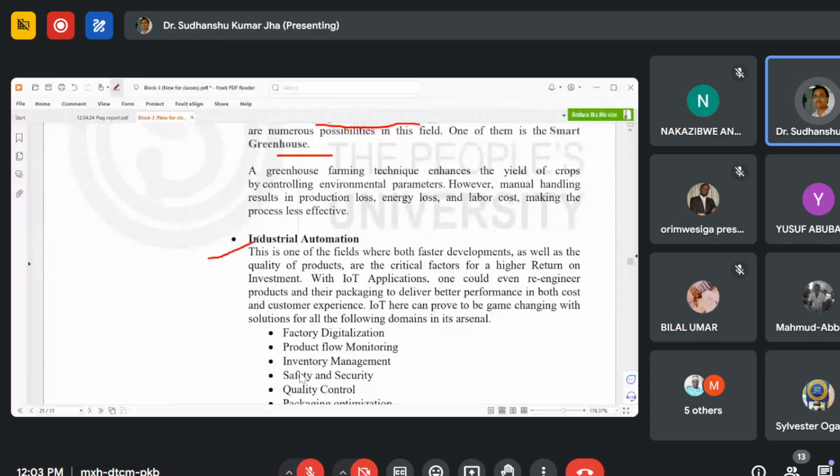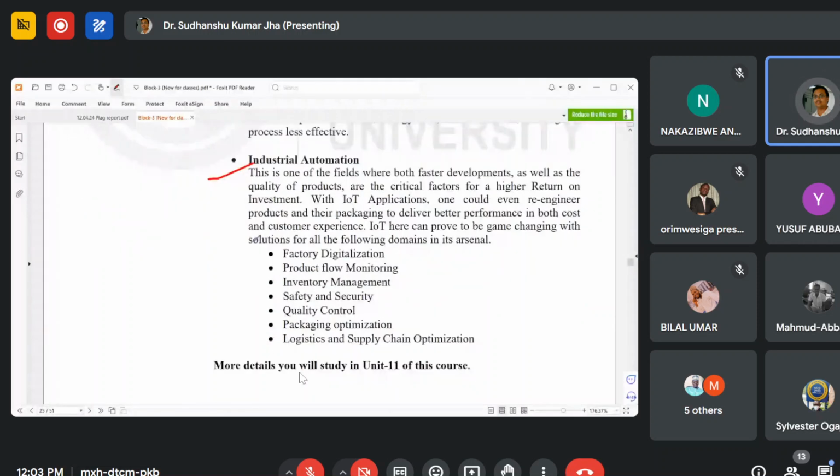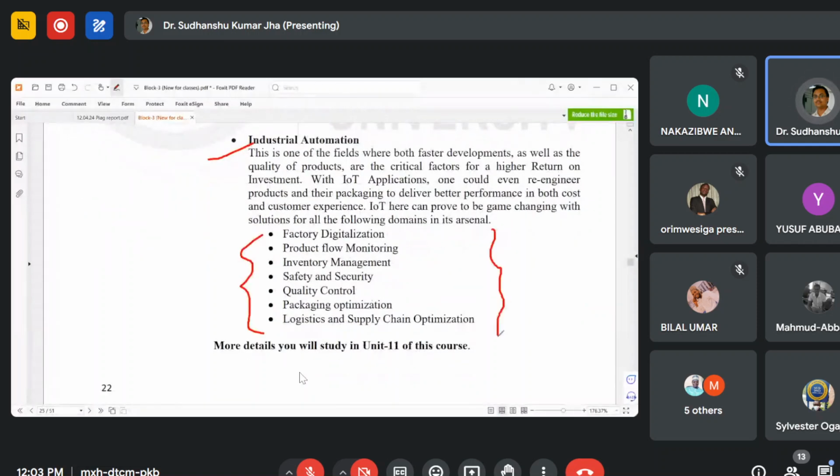Similarly, in industrial automation, wherever we need monitoring or controlling, we may easily use IoT devices, like digitization, inventory management, quality control, packaging, logistics. In all these places where you need to deploy some person to monitor, now you can deploy IoT devices to monitor this.